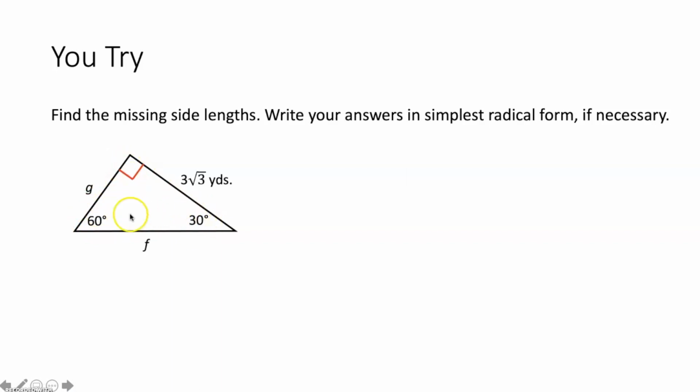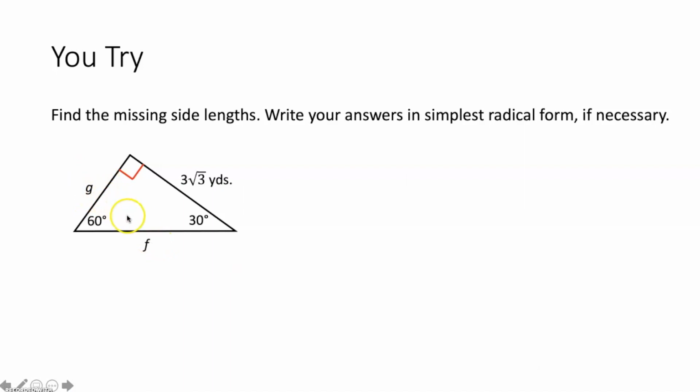So we again have a 30, 60, 90 degree right triangle, meaning we can use the 30, 60, 90 degree triangle theorem, which says that the length of the hypotenuse, the side opposite the 90 degree angle, f in this case, is equal to 2 times the length of the shorter leg, the side opposite the 30 degree angle. The length of the longer leg, the side opposite the 60 degree angle, is going to be equal to rad 3 times the length of our shorter leg, g in this case.